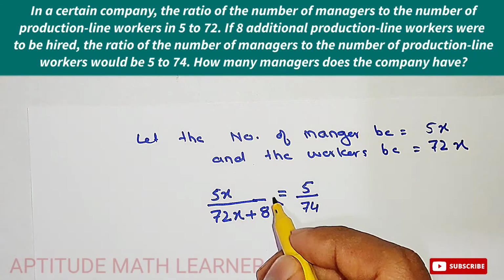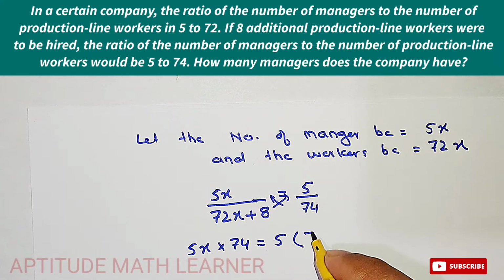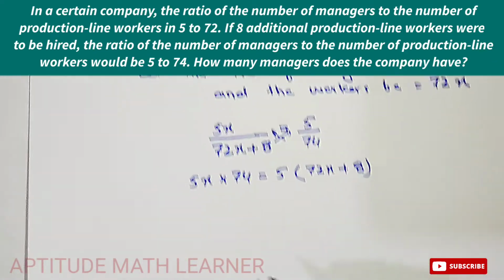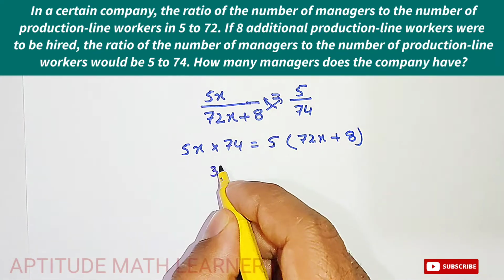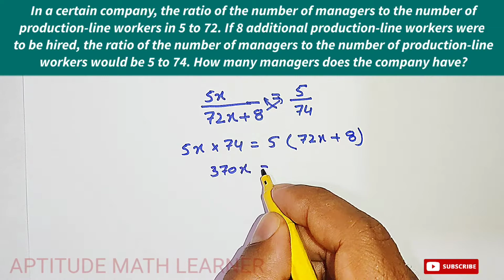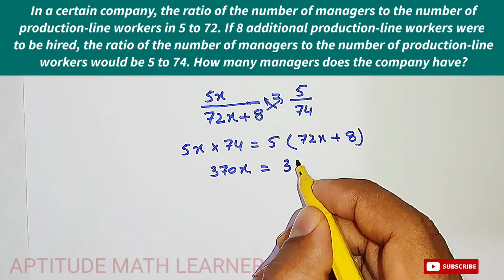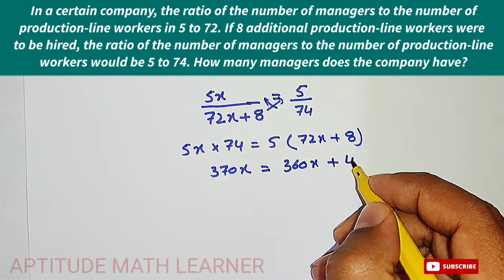For this we cross multiply. So here we get 5x multiplied by 74 is equal to 5, and this portion goes upward, so this becomes 72x plus 8. Now 5 multiplied by 74 we get 370x is equal to 5 multiplied by 72 that is 360x plus, and 5 multiplied by 8 that is 40.